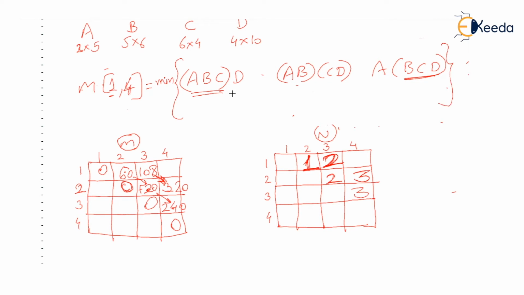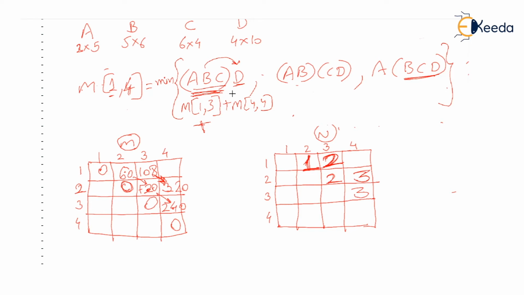Minimum of these three. Now, what are the minimum multiplications needed to do ABC? This is M13. We are slowly deriving the formula, okay? M13. And then only matrix D is M44, plus the number of multiplications finally needed to multiply ABC with D. And notice ABC will be of dimension 2 cross 4.